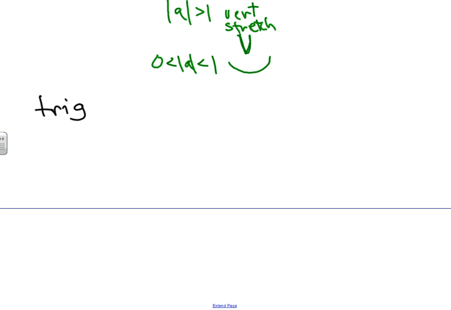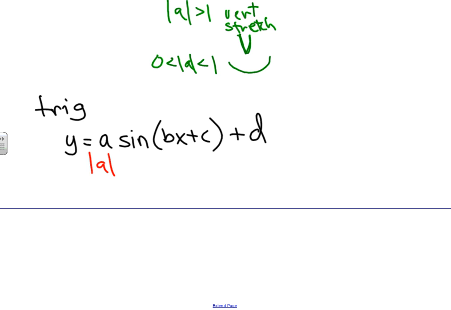Trig function, y equals a sine (bx plus c) plus d. So the absolute value of a is the amplitude. If a is positive, it's just a regular sine curve. If a is negative, it's reflected in the x-axis.